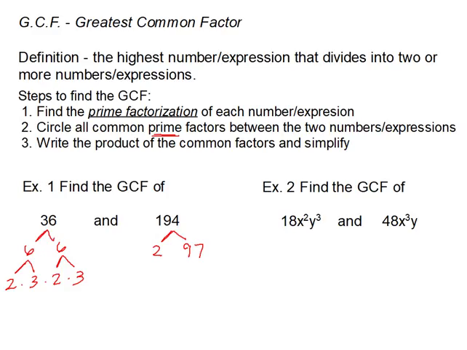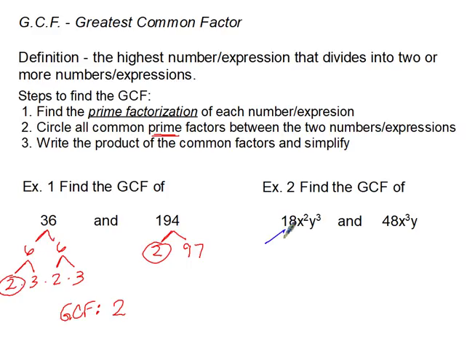So, what's the GCF? Well, I've prime factorized both of them. I'm going to circle the common prime factors. In this case, the only common prime factor between the two numbers is the number 2. So the GCF of example 1 is just 2. Now, if there were more common prime factors, I would write them all out and then multiply them together. We'll see what that looks like in example 2.